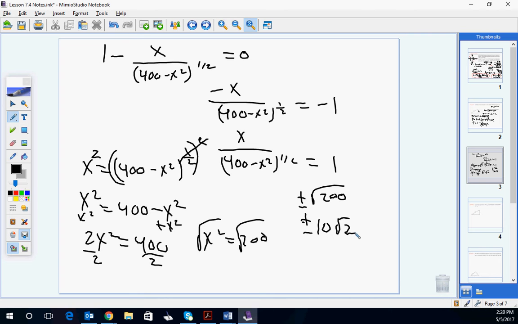But in this case, we don't take negative 10 root 2, because we've been talking about length, the length of the triangle. Okay, so let's recap just what we did there.